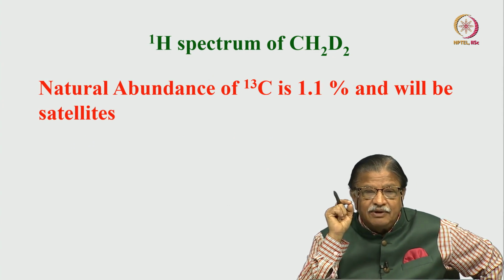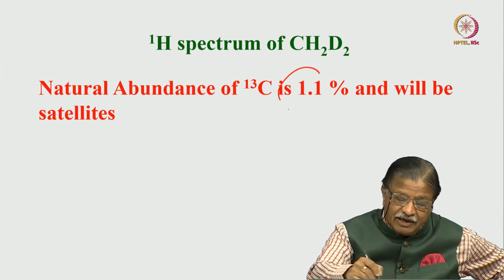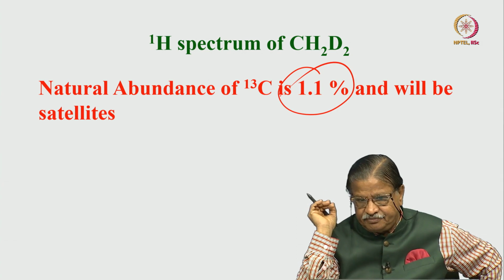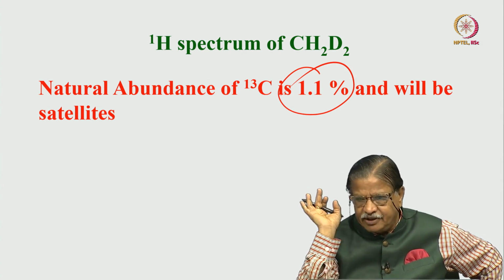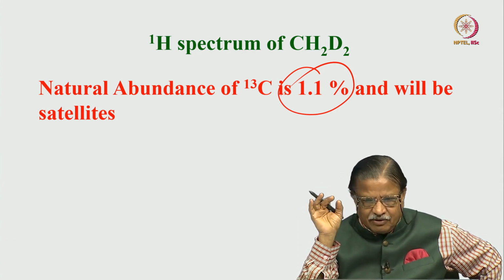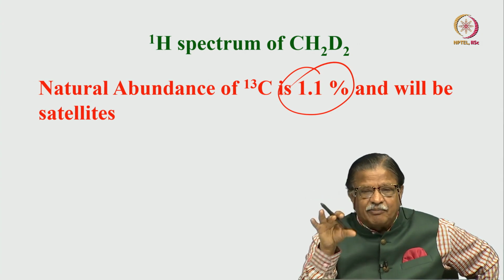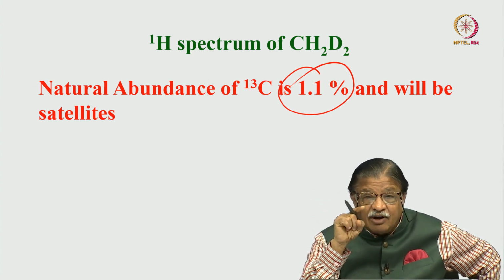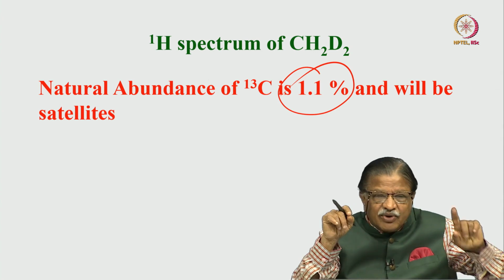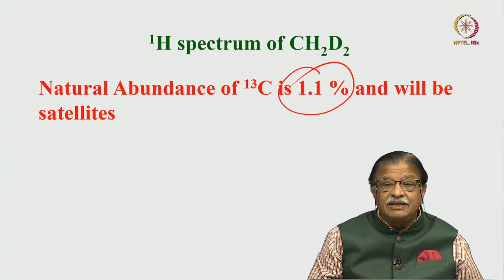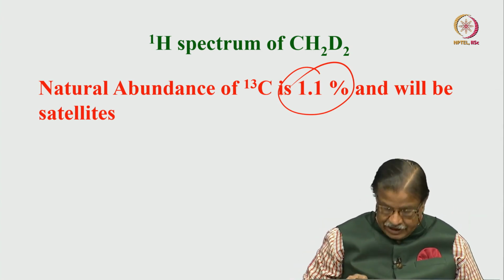Remember, I am telling you carbon 13 is natural abundance. Natural abundance carbon is 1.1%, very weak in intensity. If there are 100 molecules of carbon, 99 is carbon 12, only one molecule is carbon 13. That gives us a very weak intensity. They are called satellites. We can discuss that also later.